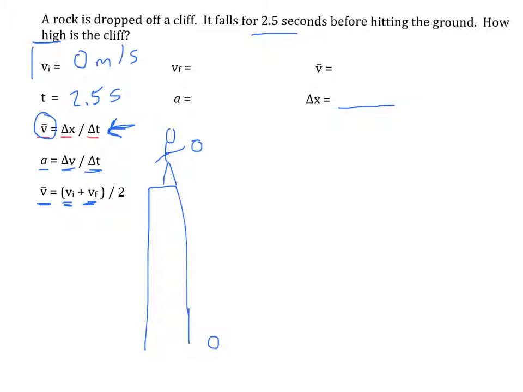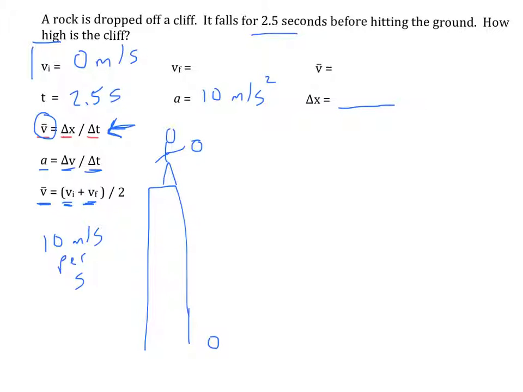So one way to think about this is we need to know the acceleration. And since we're on Earth, we're going to assume it's 10 meters per second squared. What that means is that the velocity changes by 10 meters per second. So every second it's in the air, the velocity changes by 10.